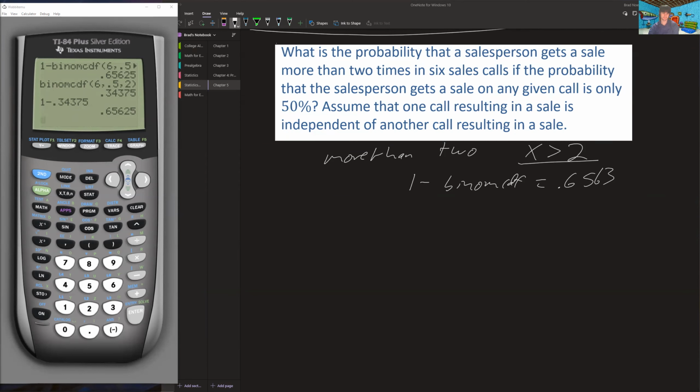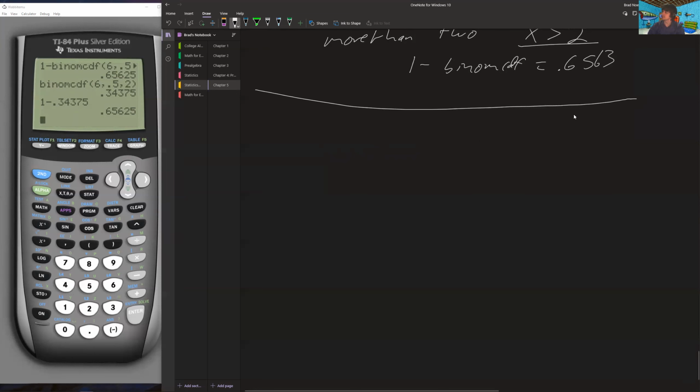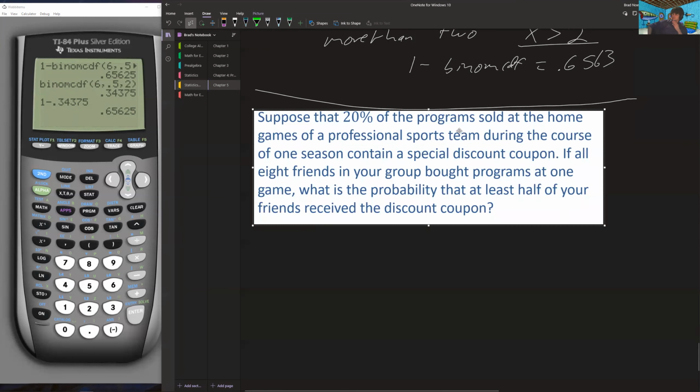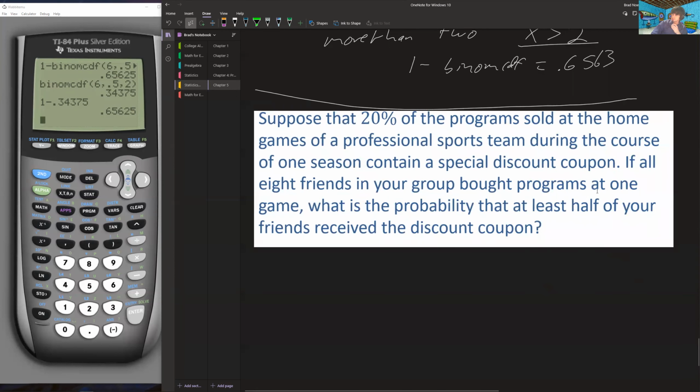Let's do another one. All righty. Suppose that 20% of programs sold at the home games of a professional sports team during the course of one season contain a special discount coupon. If all 8 friends in your group bought programs at one game, what is the probability that at least half of your friends received the discount coupon? So we have 20% sold at the home games, 8 friends bought it, at least half.